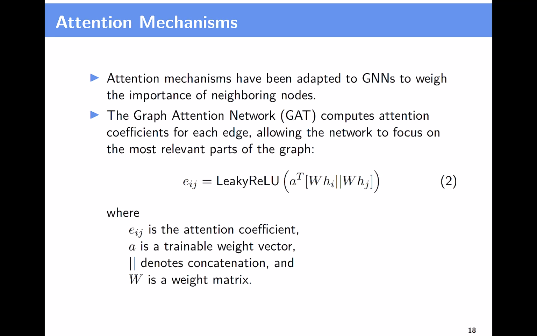Another idea of using graph neural network is the graph attention network. This is a graph neural network layer that computes an attention coefficient for each edge that allows the network to focus more on relevant parts of the graph. And this attention mechanism is similar to the attention mechanisms used in transformers in natural language processing.